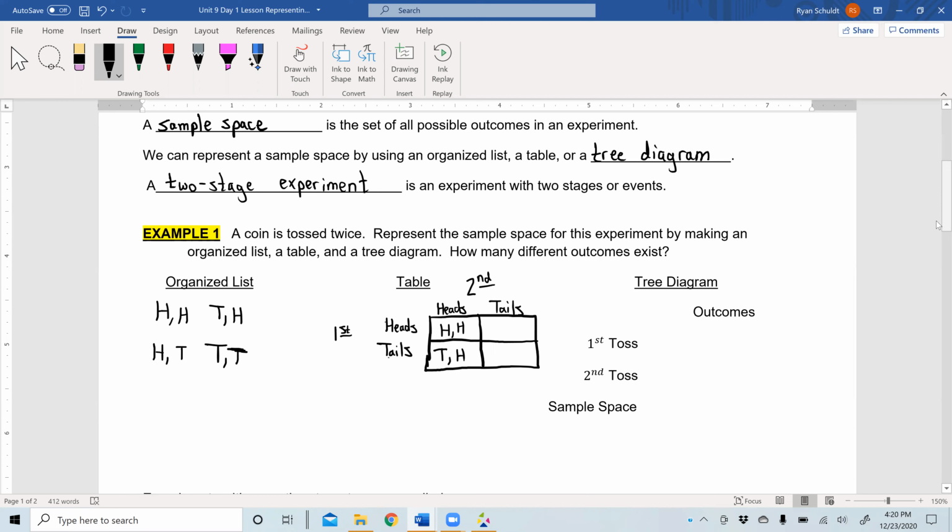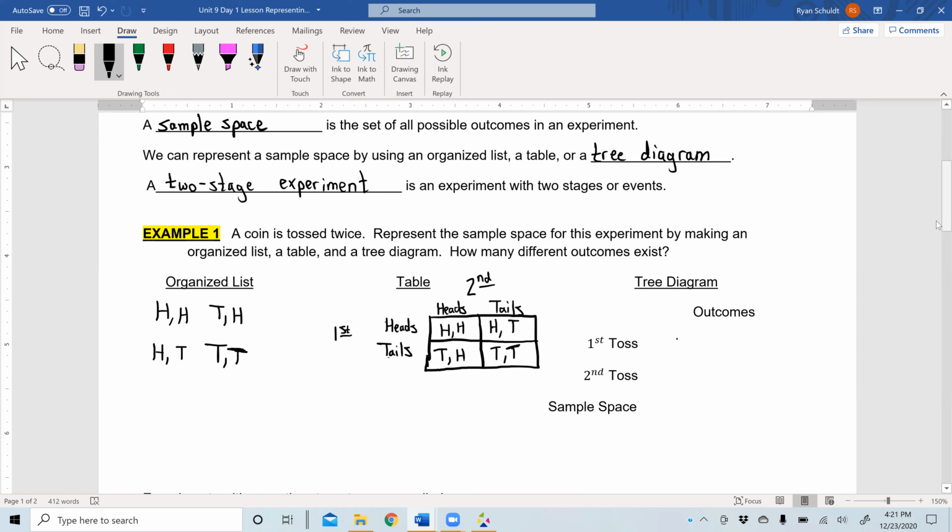Now, over here, I get heads first, and then tails, or then tails and tails. There's our table. And then we have the tree diagram. So, what could happen here?